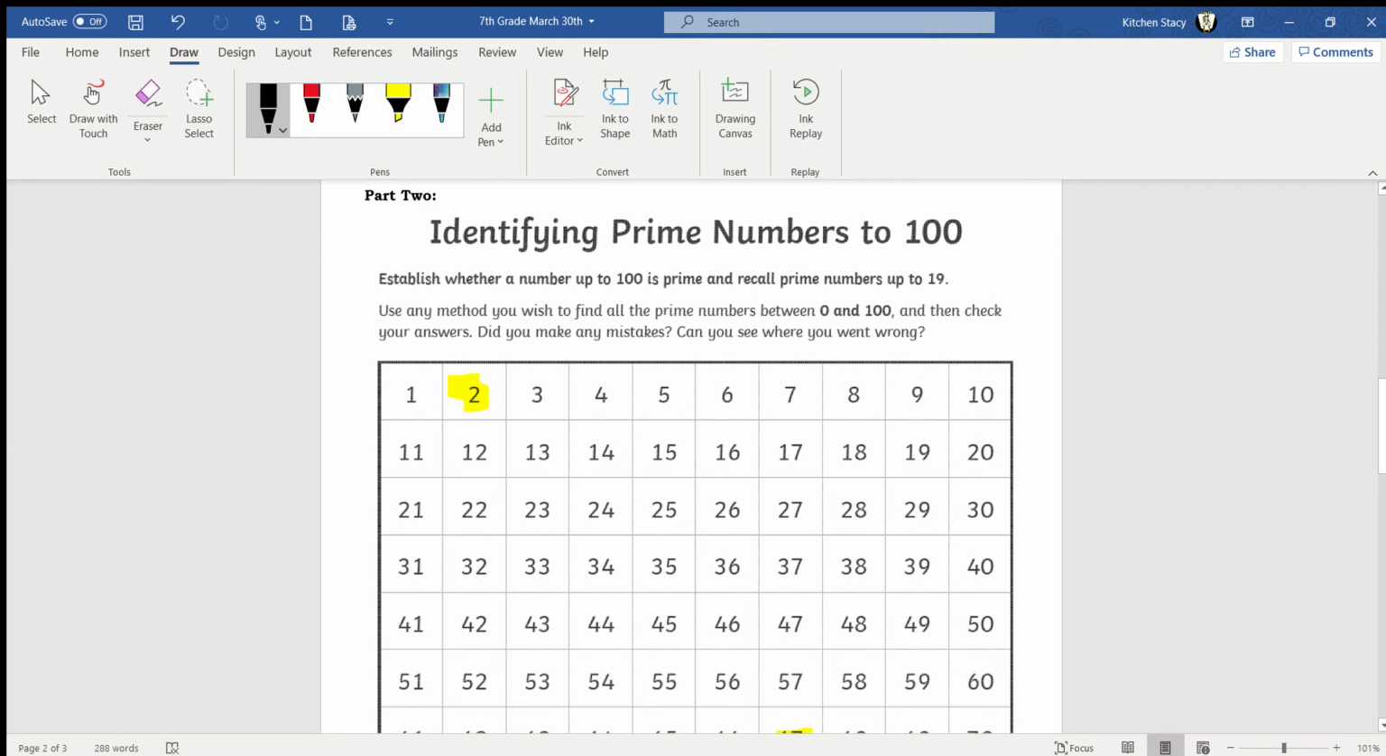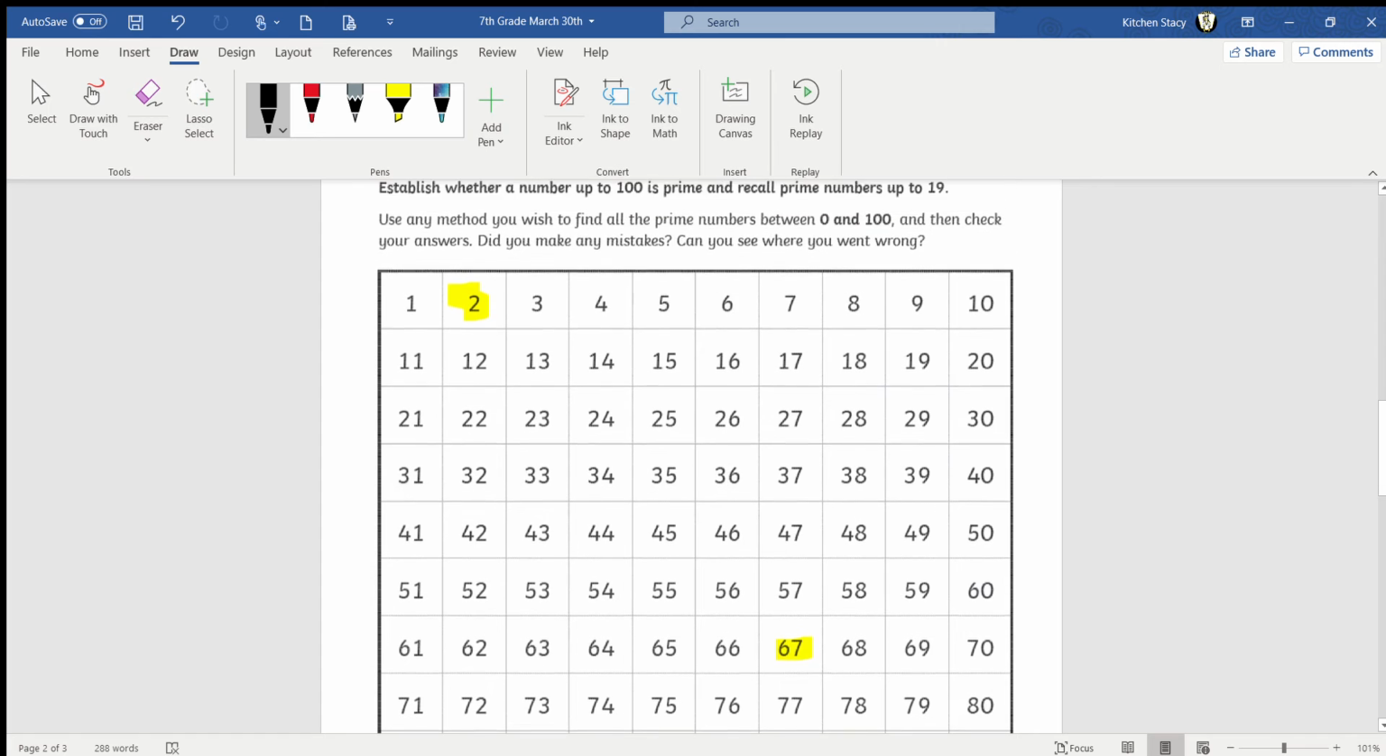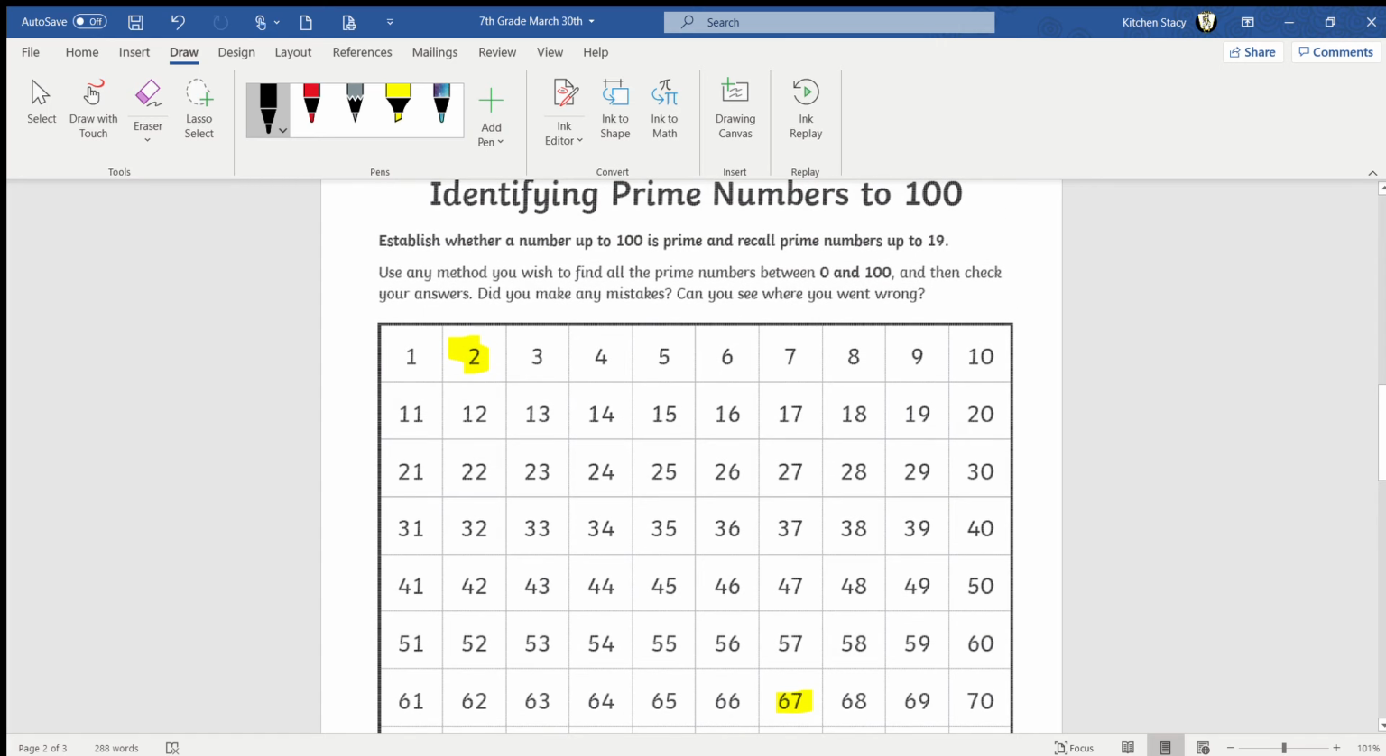For part 2, identifying prime numbers, I felt like this was a little bit more challenging than the last one. But again, if you have your computer open and you just go to the draw section, the highlighter comes in handy. You can put a dot or highlight the ones that are prime numbers. And then I'm going to have the red pen to cross out wrong ones.